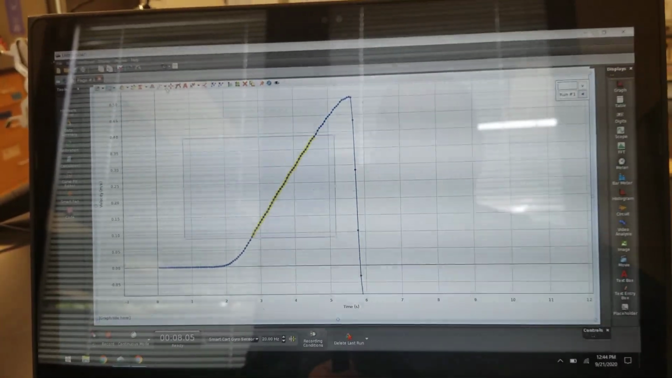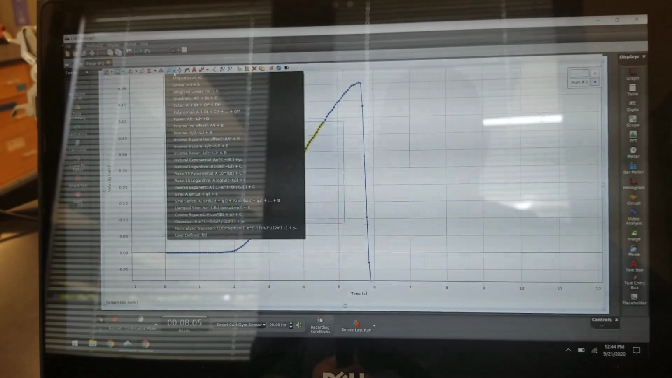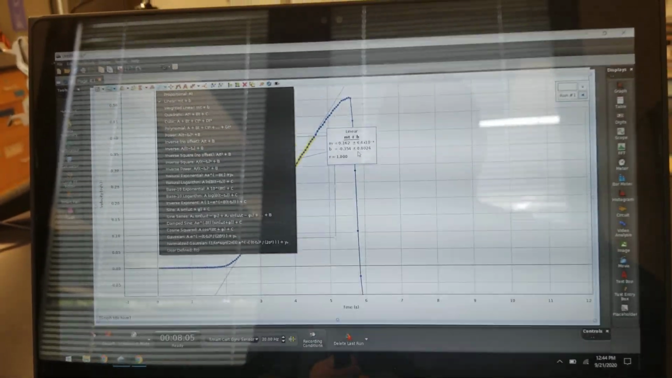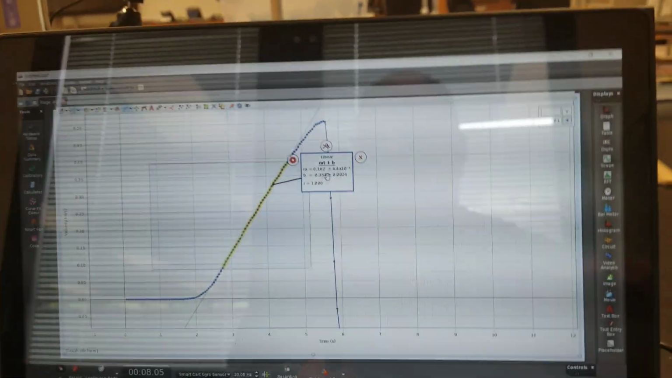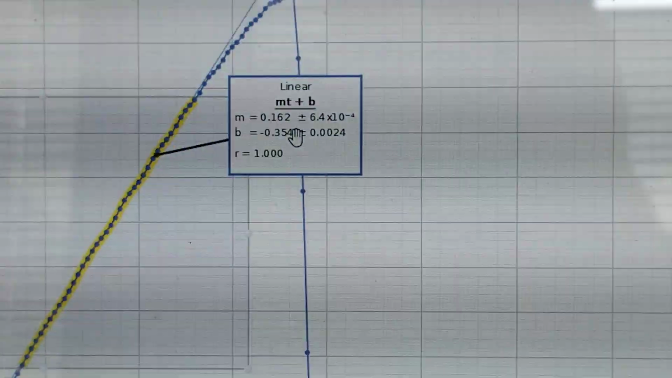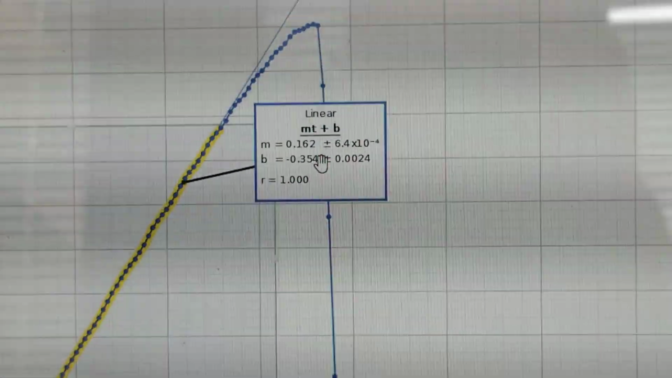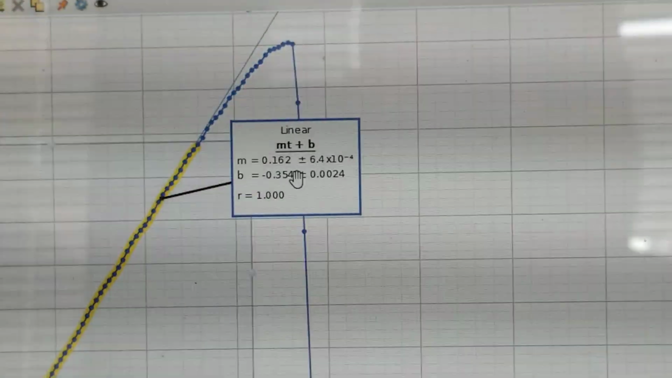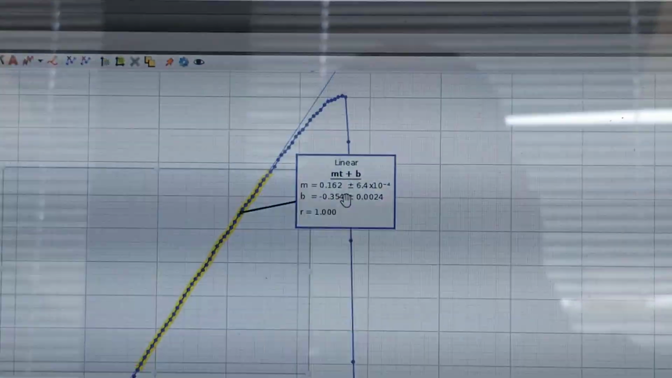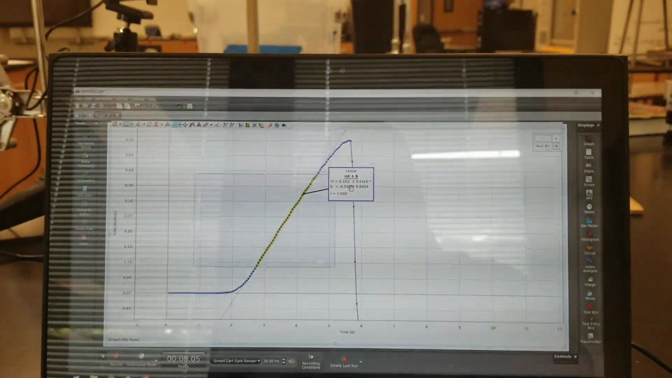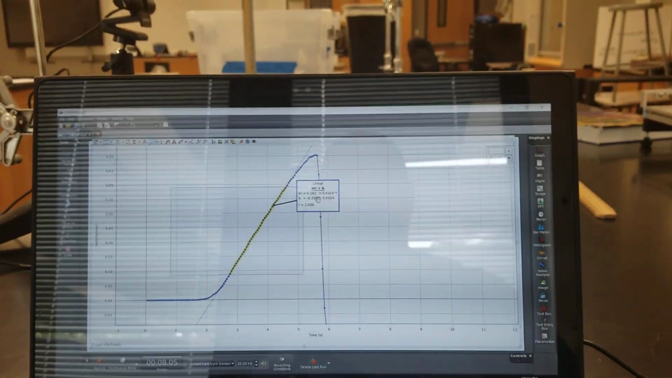So clicking on my linear fit button, I get an acceleration of 0.162 meters per second squared. And so I'm going to keep track of that over here along with the mass on a piece of paper so that I can then plot that and see how the added mass is changing the acceleration.